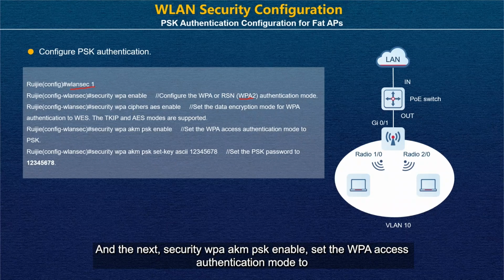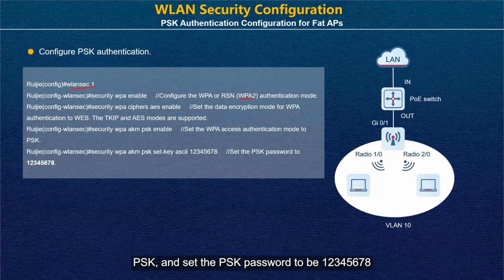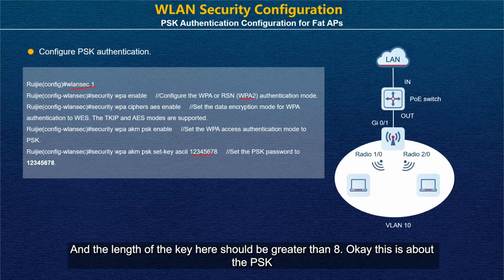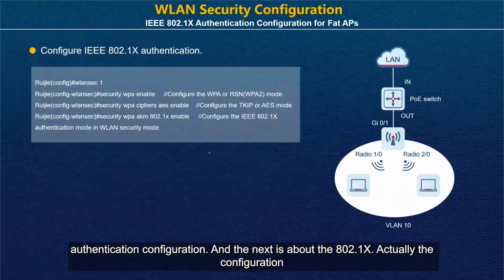And the next, security wpa akm psk enable. Set the WPA access authentication mode to PSK and set the PSK password to 12345678. The command is security wpa akm psk set-key ascii 12345678. Right, and the length of the key here should be no less than 8. Okay, this is about the PSK authentication configuration.